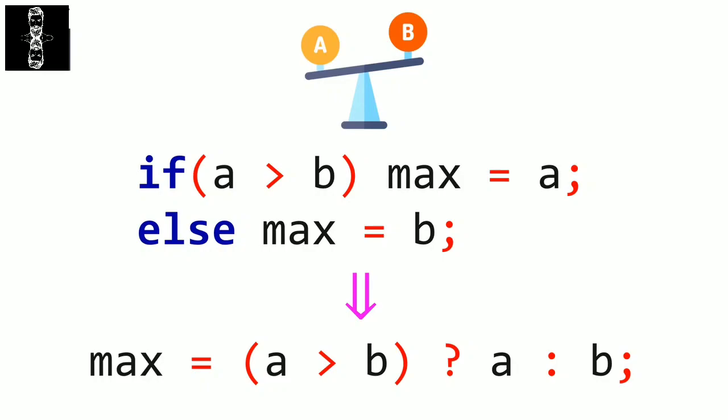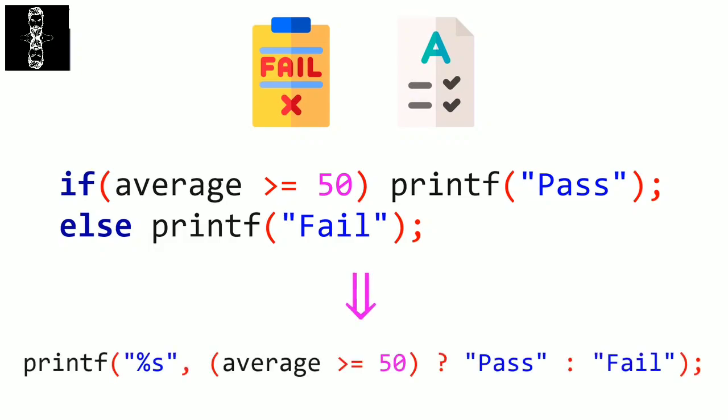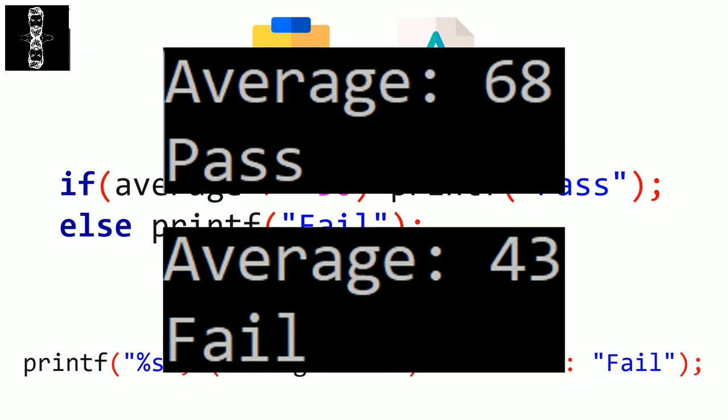Second example, let's suppose you want to print fail or pass depending on the average. And the condition to pass is to get an average greater than or equal to 50. With an if statement, we would write it like this. But by using the ternary operator, we will print a string, and this string will be the string returned by the ternary operator. So the condition is average is greater or equal to 50. If it's true, the printed string will be pass. If it's false, it will be fail. Here are two output examples.